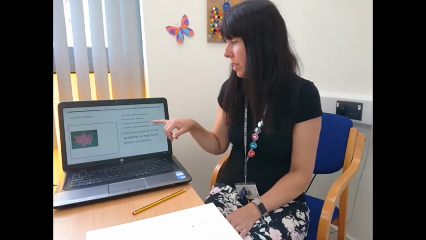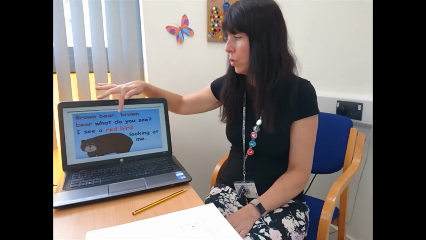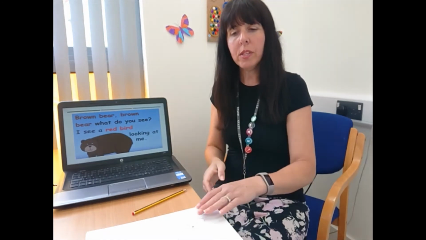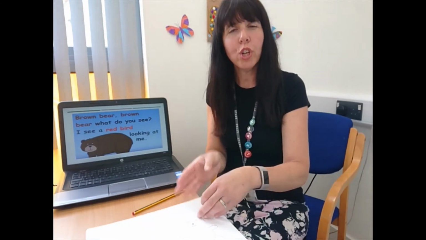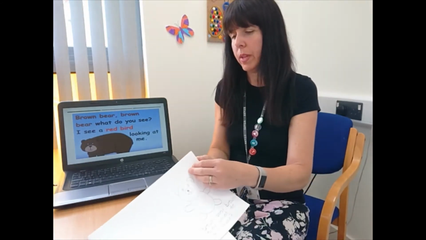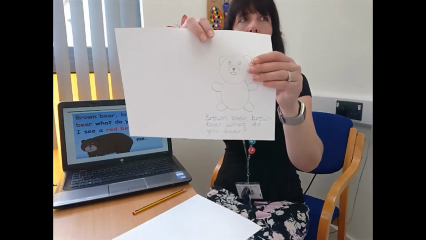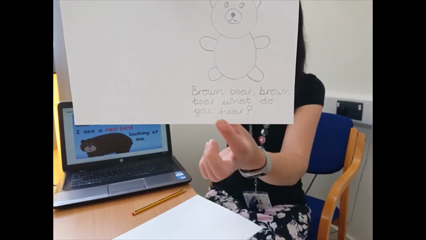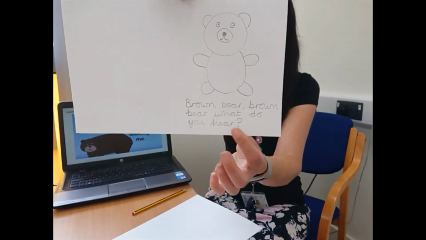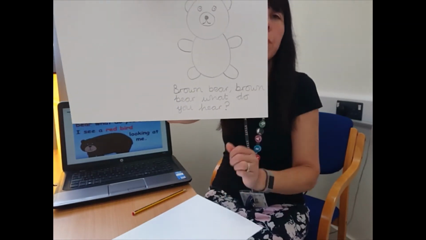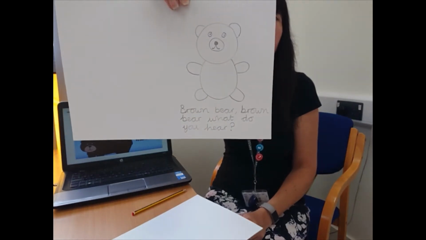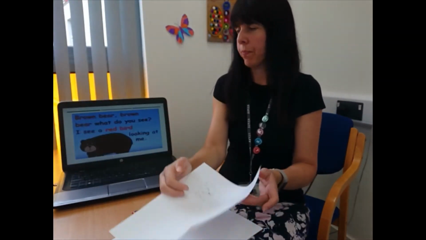Now number 4 says copy the sentence adding the verb here. Okay, it's not just a sentence, it's a question sentence. So I want you to copy that sentence. We're going to go back to it. What do you see? But this time we're going to have what do you hear? So let me have a go. I've done one already for you. There's my bear. Brown bear, what do you hear? And there's my question mark at the end because I'm asking the bear a question.